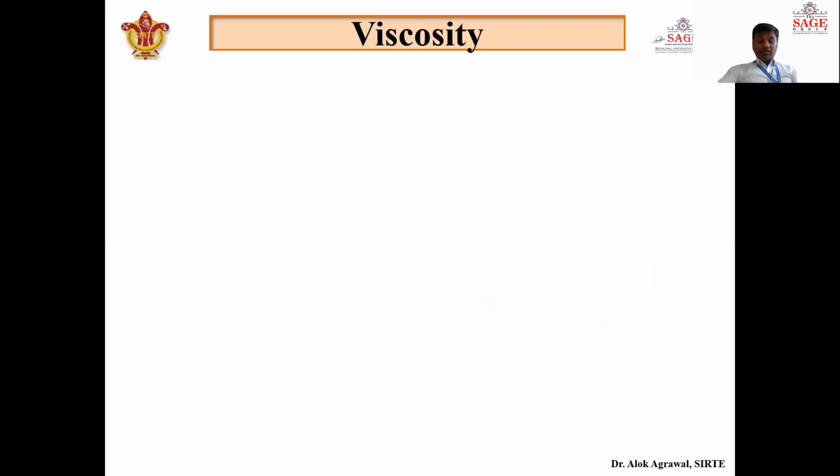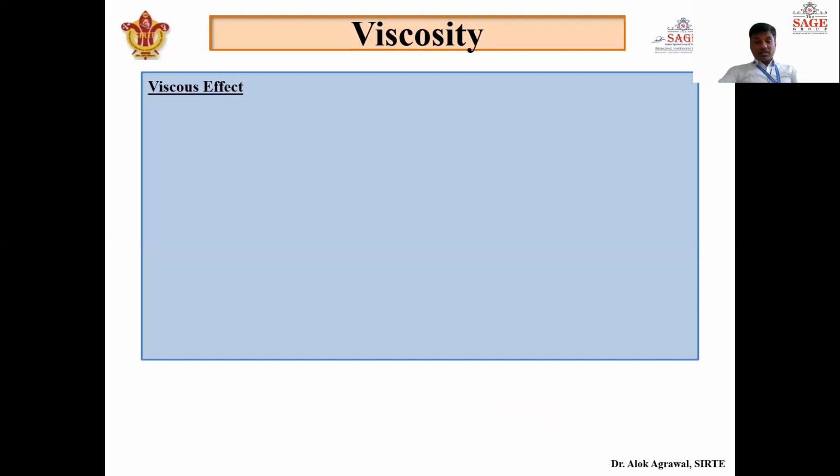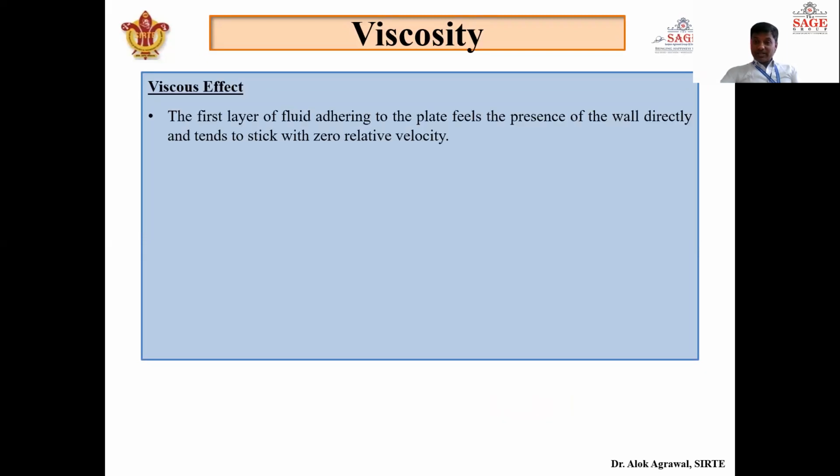So first, we have seen the no slip boundary condition. Now we will see the viscous effect. What effect does it create? We have seen that the first layer which comes in contact with the wall or plate directly will tend to stick to the plate and attain zero relative velocity. Why is this happening? Because that layer of fluid directly feels the presence of the wall.